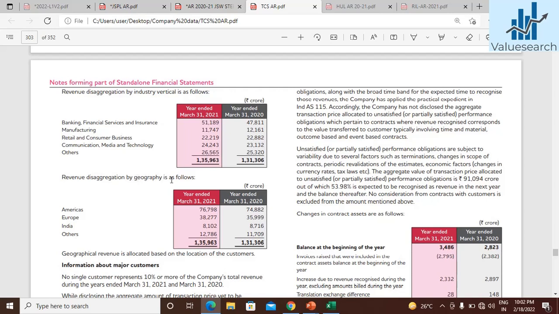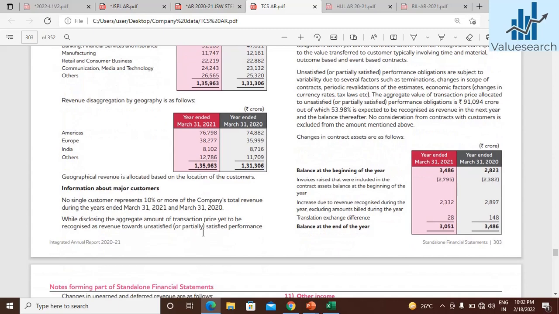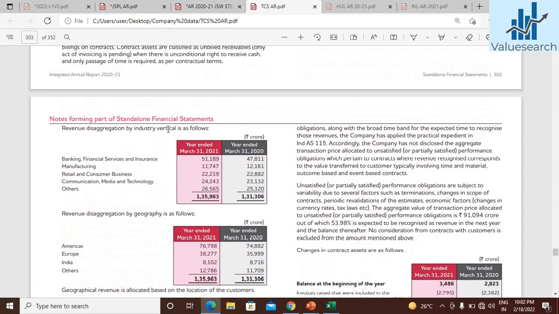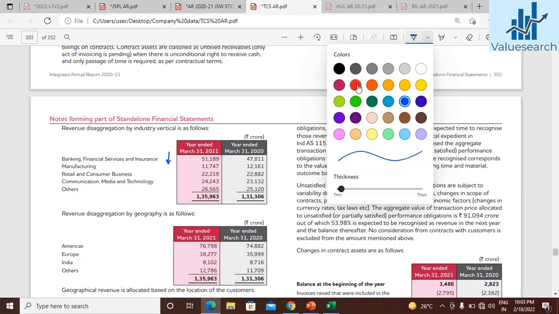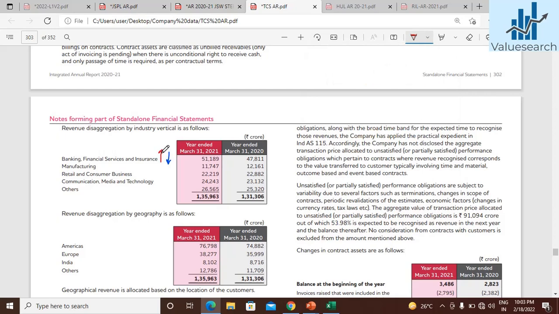Revenue disintegration by geography is as follows: year ended 31st March 2021. Americas this much, Europe this much, India this much, others this much. So, looking at it, now you guys are having a clear understanding. Let's say, if banking and financial services goes into trouble, then this revenue may come down, right? Similarly, if banking and financial services business is performing well, if this particular industry is performing well, then this figure may go up. Manufacturing sector, if it performs well, this will go up. If manufacturing sector doesn't perform well, then this may go down.